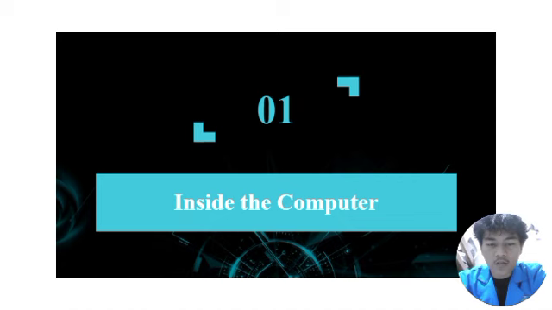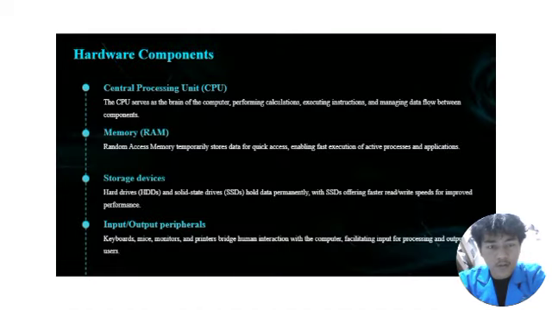Number one, inside the computer, hardware components. Central processing unit, CPU. The CPU serves as the brain of the computer, performing calculations, executing instructions, and managing the flow between components. Memory, random access memory, is temporary storage for quick access, enabling fast access to active processes and applications.